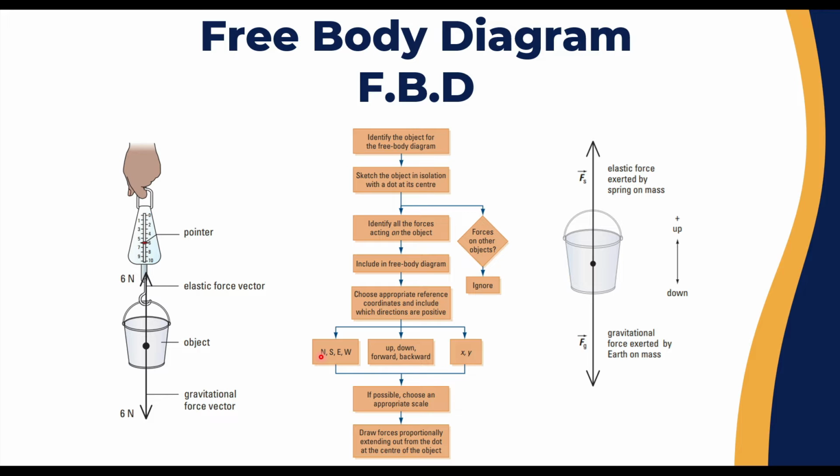If possible, choose an appropriate scale if you're doing any graphical analysis. Then you draw the forces proportionally extending out from the dot at the center of the object. So you can see here we draw the F gravity, or the force being applied by gravity on the bucket, downward from the center, and the F spring, the elasticity of the spring, is a force pointing upwards. And we set the convention and we're able to set up the free body diagram, and now we're ready to do whatever analysis we want to do on the bucket.